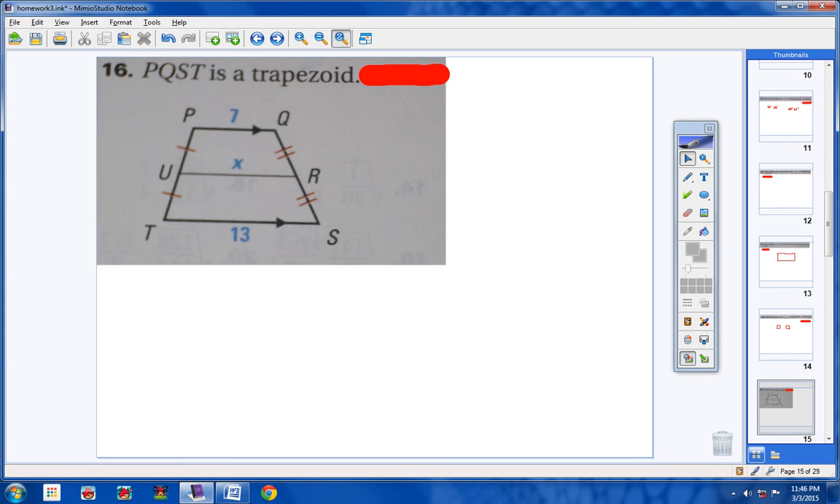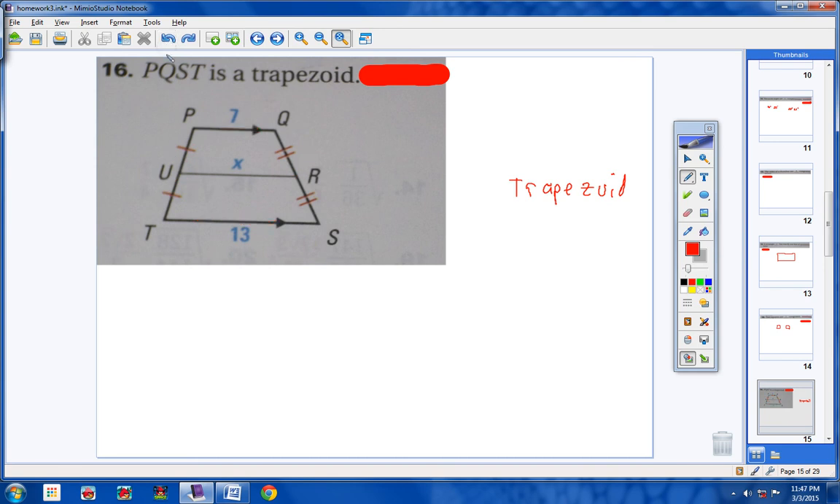All right, number 16 says, find the value of the variable. Okay, now please notice what I have. This is a great review. First of all, I have a trapezoid. I would make note of that. How do I know that? Because I have a four-sided figure. One, two, three, four. And exactly one set of sides are parallel. This side here is parallel to this side here. And this side here is not parallel to this side here. So I have a trapezoid.